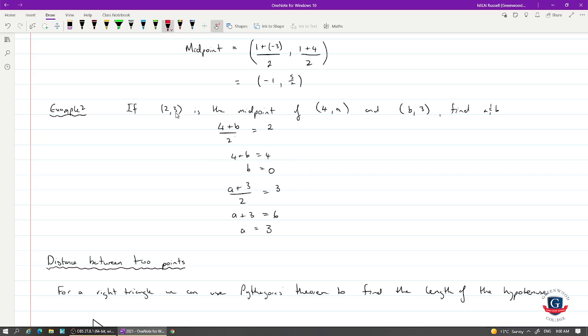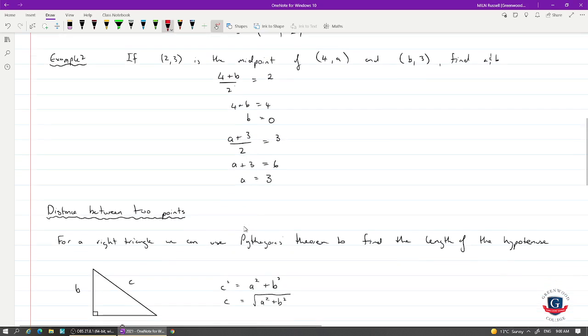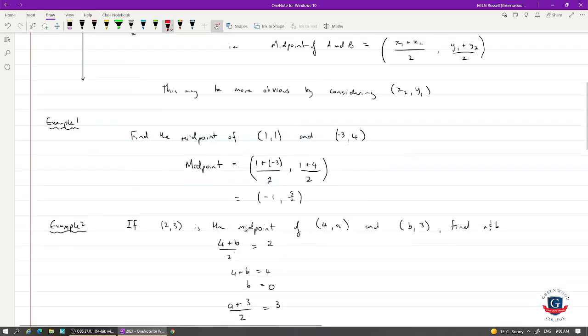Similarly, a would be the addition of the y coordinates and then divide by 2, and that would have to equal 3. So a plus 3 divided by 2 equals 3. A plus 3 must be 6, multiplying both sides by 2. Subtracting 3 from both sides would give us A equals 3. So, the solution is A equals 3, B equals 0. And that's 2 examples of doing midpoint problems. So that was the first thing that we were going to look at.